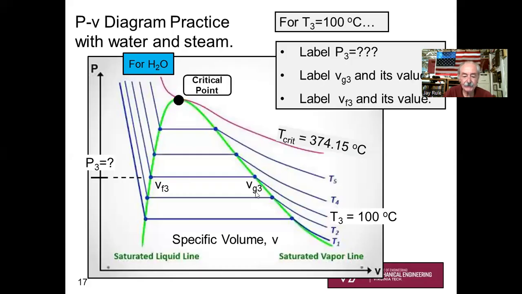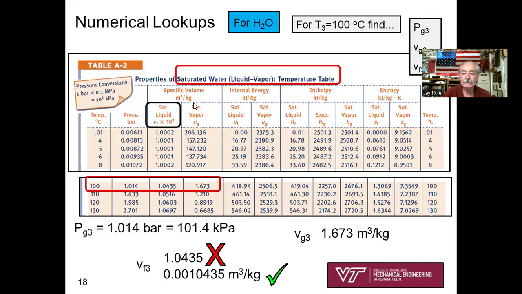And also we want to figure out numerically what is the specific volume VG3, T3 is 100 degrees C, and what's VF3. So we're going to go through this numerical exercise. You're going to be doing this over and over and over again in this class. 3 things. What's P3? What's VG3? And what's VF3 in numbers and units? I've taken a screenshot out of the book to kind of get you started. So what's our answer?